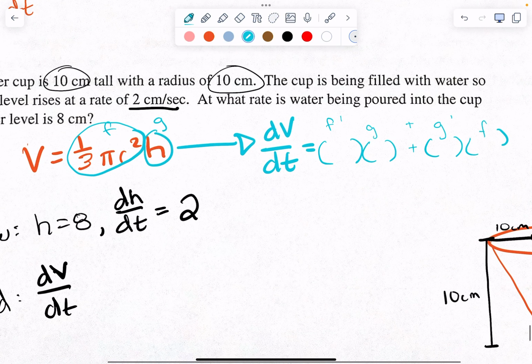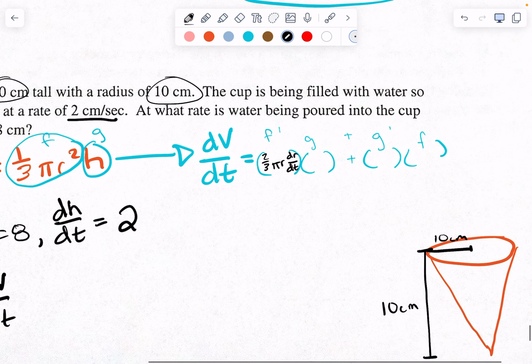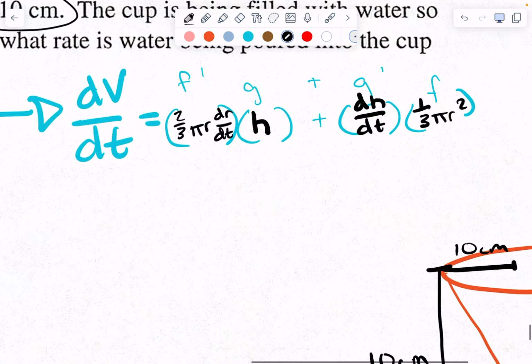All right, F prime. That whole thing I'm designating as my F part. So I bring the 2 down in front: 2/3 pi R dR/dt. That's F prime. G is just H. What's G prime, the derivative of H? dH/dt. And F is all that stuff: 1/3 pi R squared. Okay, I'm going to clean it up and get rid of our parentheses here.